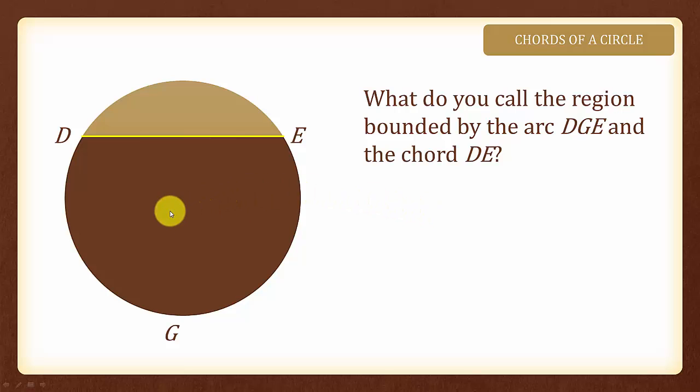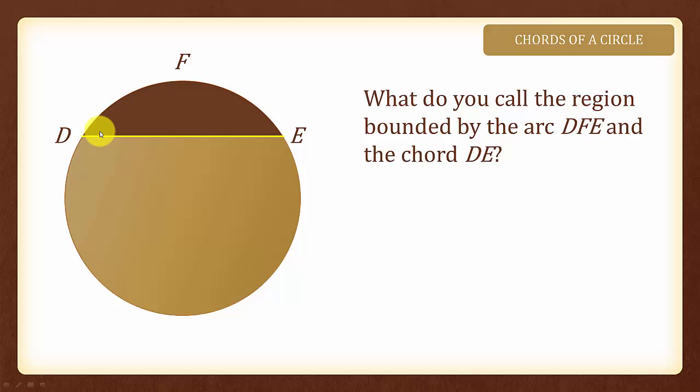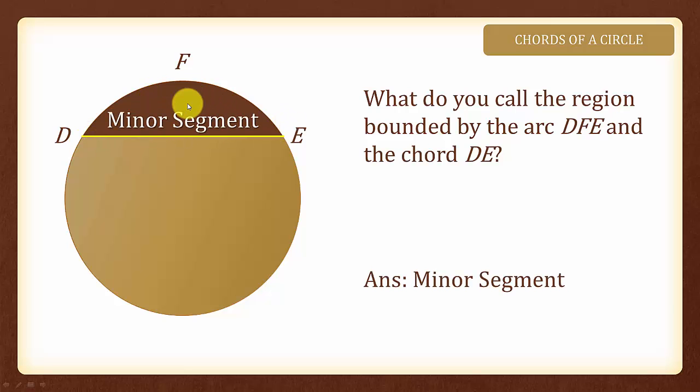Now, what is the name of the region bounded by the arc DGE and the chord DE, indicated by the dark brown region here? This is called the major segment. And what do you call the region that is bounded by the arc DFE and the chord DE here? Yes, this is the minor segment.